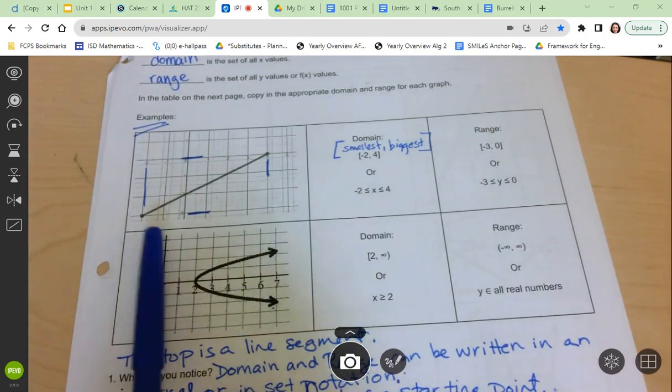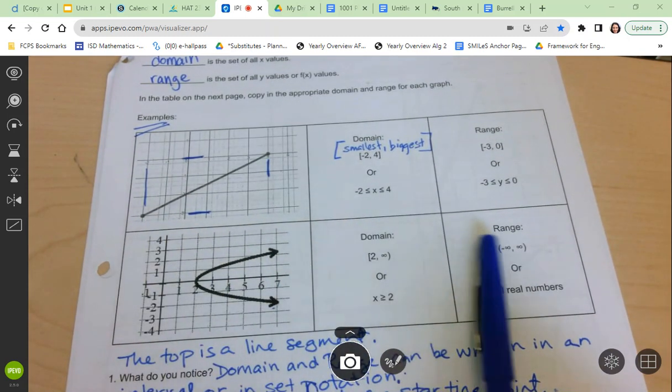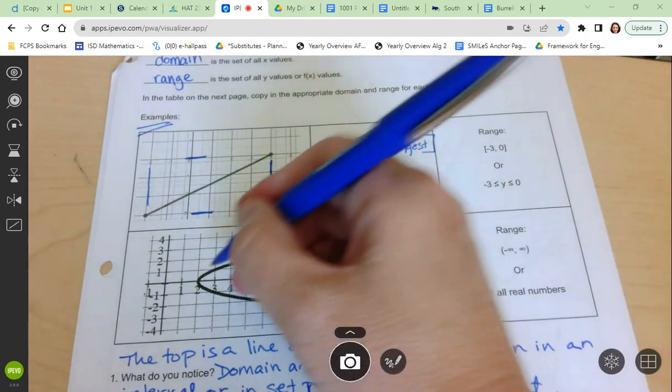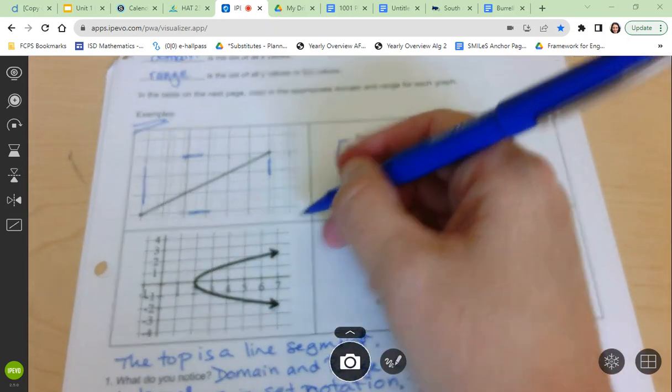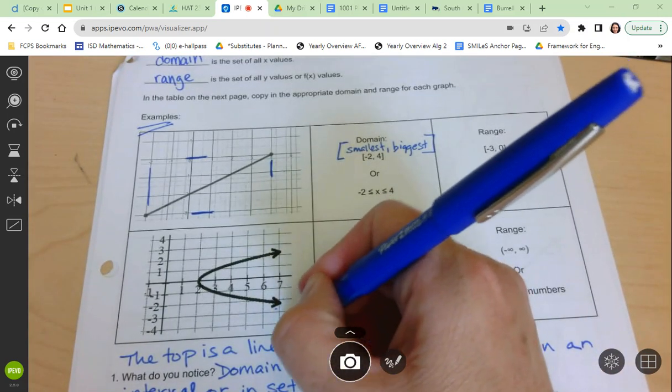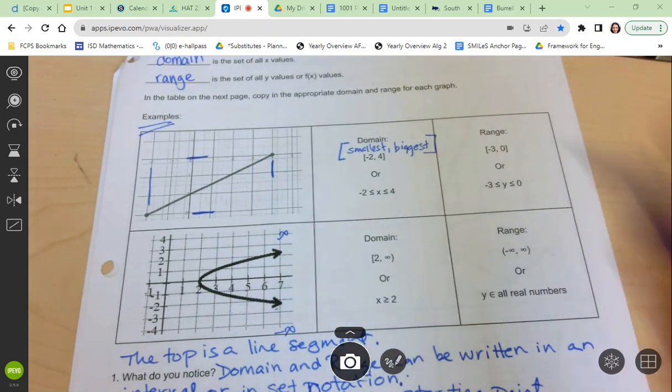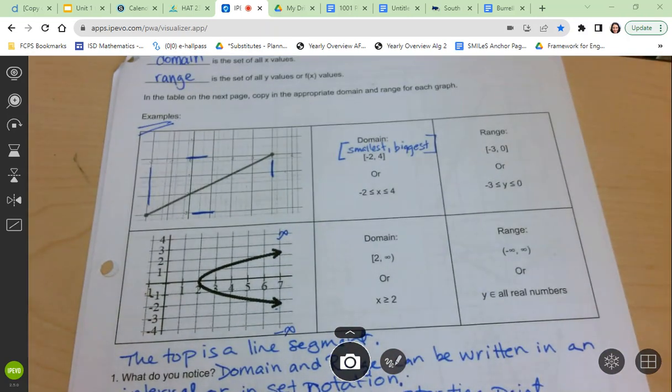Here my domain starts at 2 and it goes to infinity. But for the range, this one keeps going down and this one keeps going up. So the down one is going down to negative infinity and the up one is going up to positive infinity. On the back is a matching. You're going to try to match the correct domain and range to the correct graph.